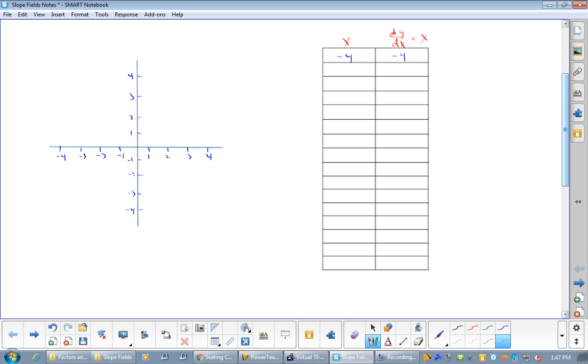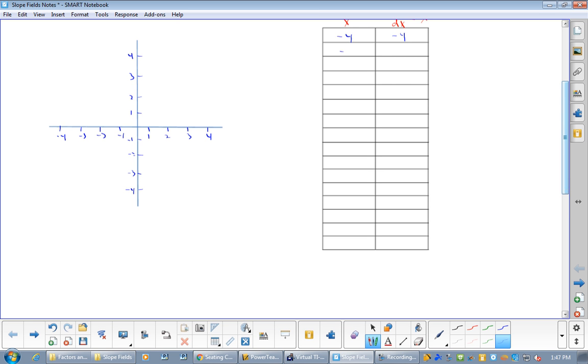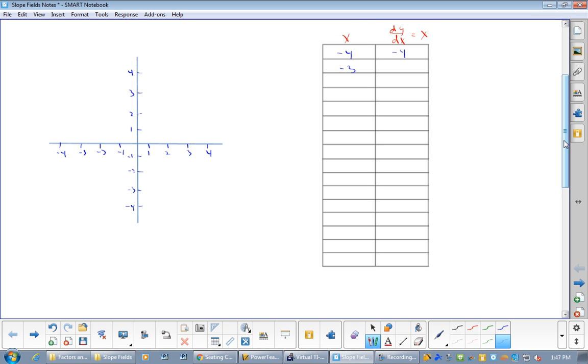So the first one, x is -4, the slope would be -4, because if I put that x value into there, that's what I get. If I put -3 into there, it will give you -3. If you put -2 in, you get -2. Put -1 into your formula, that's -1. If you put 0 in, you'll get 0. And the same thing, if you put 1, you'll get 1. If you put 2 in, you will get 2. If you put 3 in, you'll get 3. And if you put 4 in there, you'll get 4.